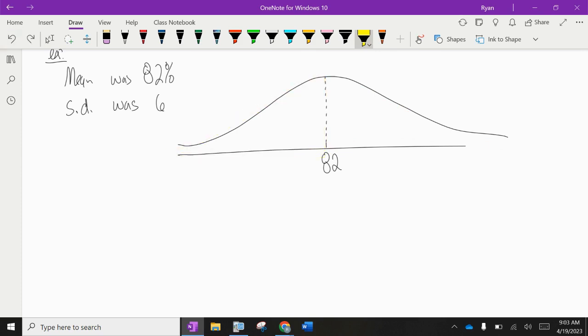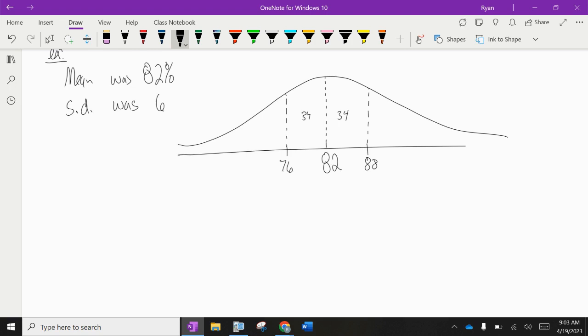And then the standard deviation, it was calculated. We didn't calculate it. It was given to us, but it could be calculated. It told us that the standard deviation was 6. So I'll go up 6, go down 6, and I'm going to put the percentages in there. 34%, 34%.